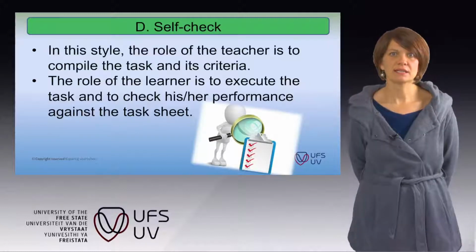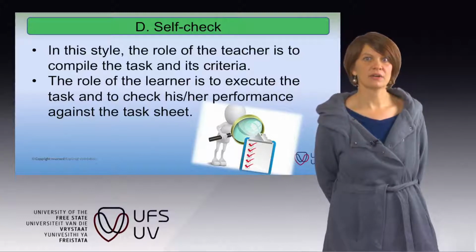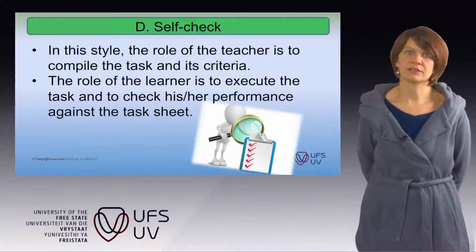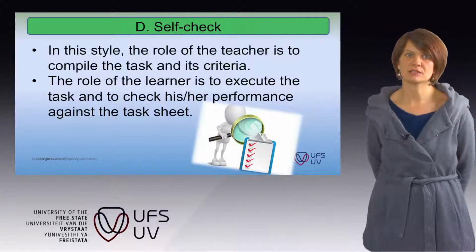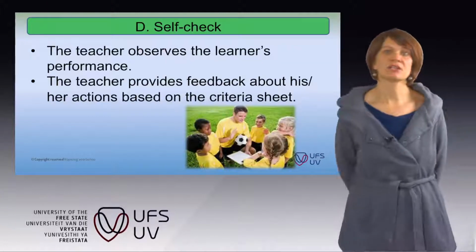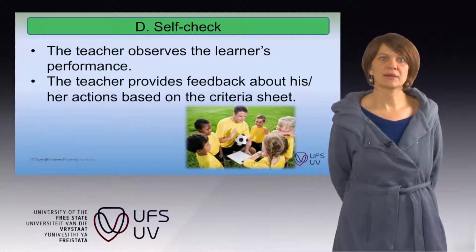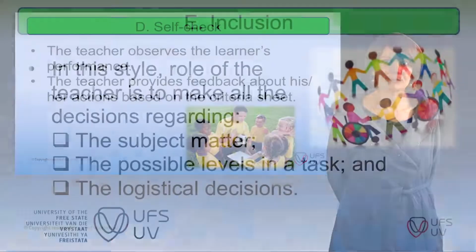The next one is the self-check. In this style, the role of the teacher is to compile the task and its criteria. The role of the learner is to execute the task and check his or her performance against the task sheet. The teacher observes the learner's performance and provides feedback about his or her actions based on the criteria sheet.